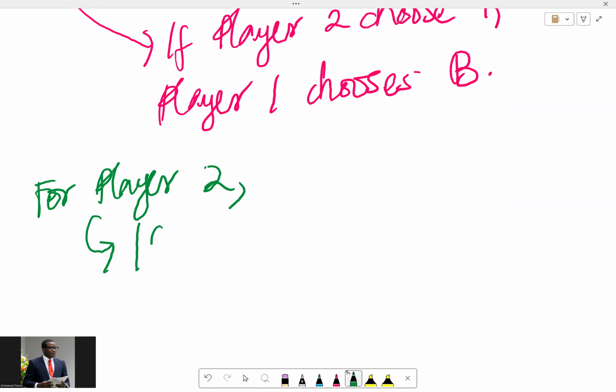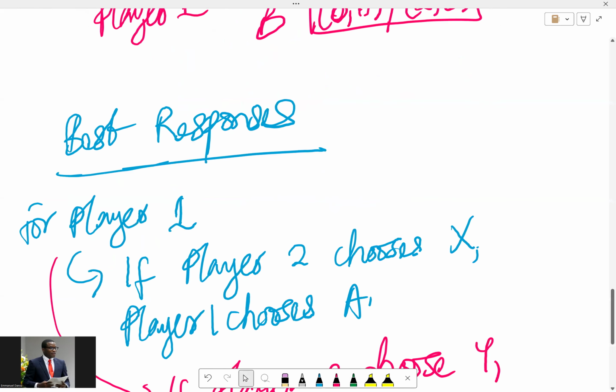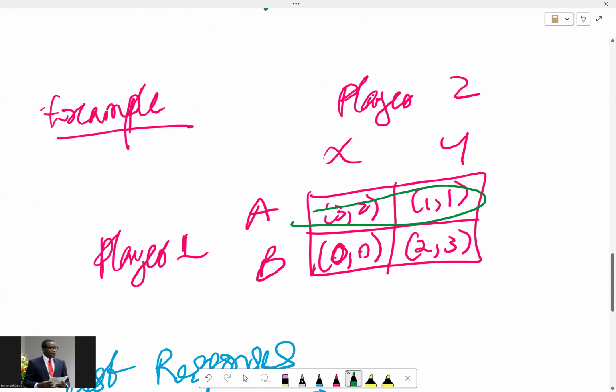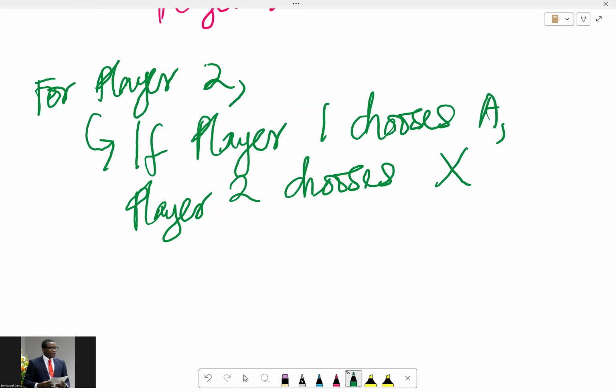All right. So if player 1 chooses A, what does that mean? Player 2 has two options, either to go for a payoff of 2 or a payoff of 1. And as a rational being, player 2 would rather go for a payoff of 2, and that would be strategy X. So if player 1 chooses A, player 2 chooses X.